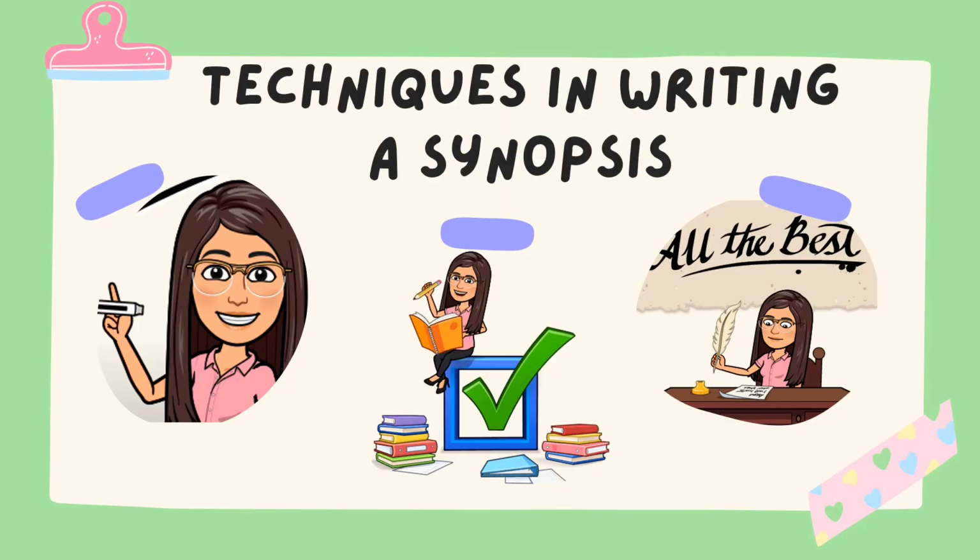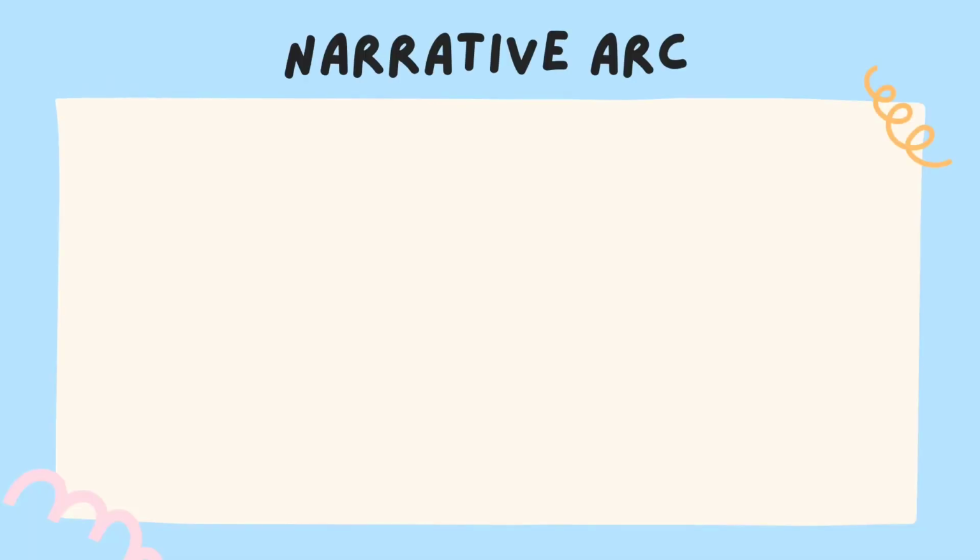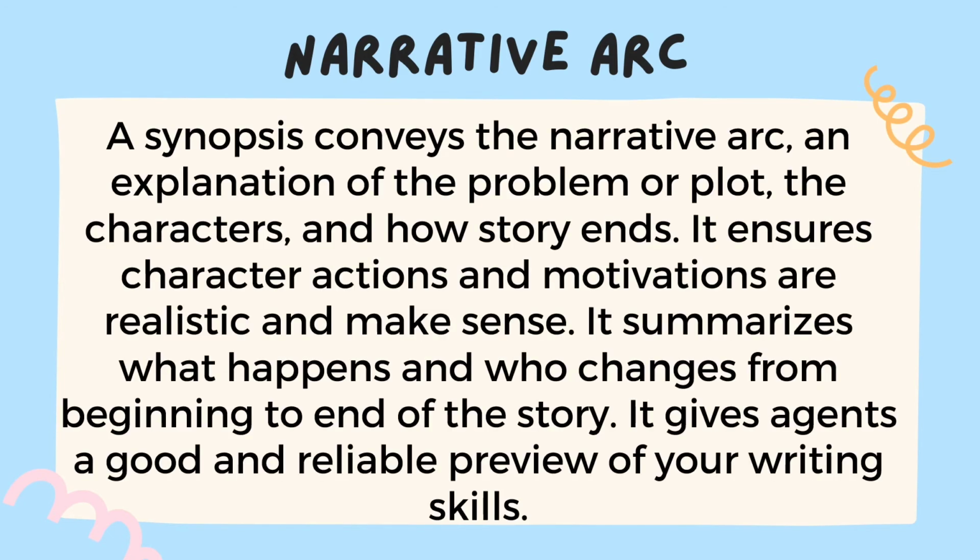Now, here are some techniques in writing a synopsis. The first one is the narrative arc. A synopsis conveys the narrative arc, an explanation of the problem or plot, the characters, and how the story ends. It ensures character actions and motivations are realistic and make sense. It summarizes what happens and who changes from beginning to the end of the story. It gives agents a good and reliable preview of your writing skills.